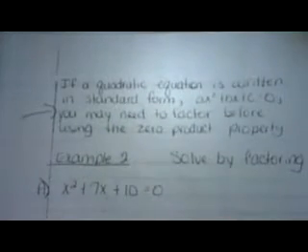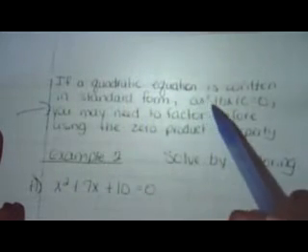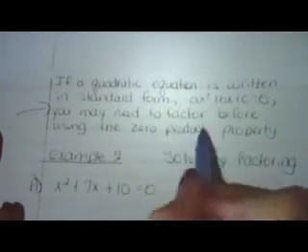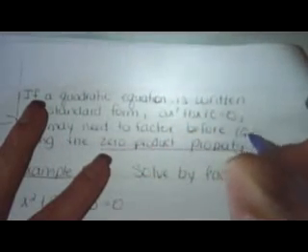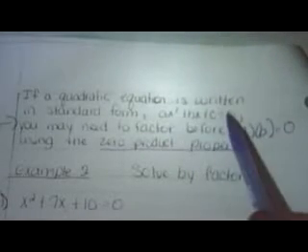If you're following along in your Algebra app, Chapter 8, Lesson 6, right above Example 2, they have this paragraph. Well, I went ahead and wrote it down for you because it's important. It says, if a quadratic equation is written in standard form, ax squared plus bx plus c equals 0, you may need to factor before using the zero product property. The reason we're going to factor is because if we're using the zero product property, it needs to be in the form A times B equals 0. Means we're going to have to find two factors, so we're going to have to factor.